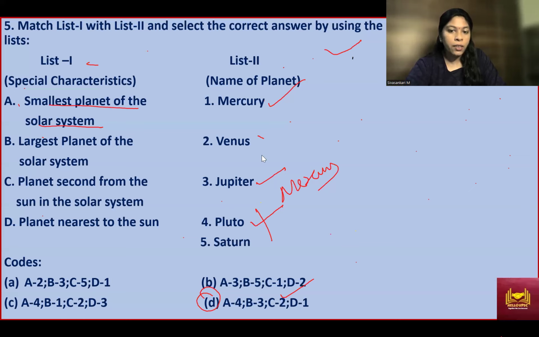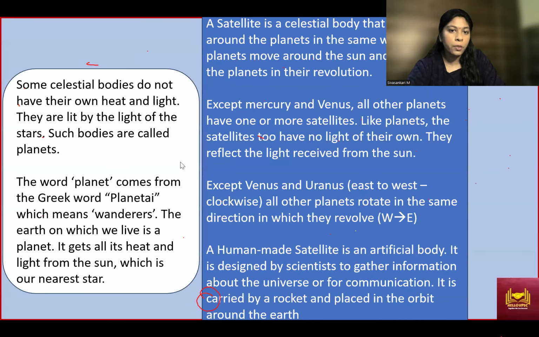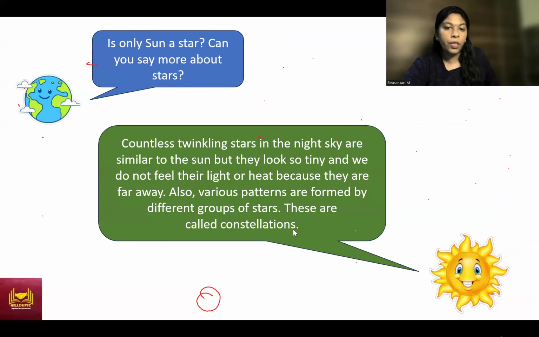Come to the next question. Among the following, which planet takes maximum time for one revolution around the Sun? So go to the map. Which will take maximum time for revolving? See the map. That is why I asked you to study this map also. Here we have shown that Earth takes 365 days, Mars takes 687, Venus takes 225, Mercury 88. Take Jupiter: Jupiter takes 11 years. After Jupiter, everything takes more number of years. So that means outer planets take more years to revolve.